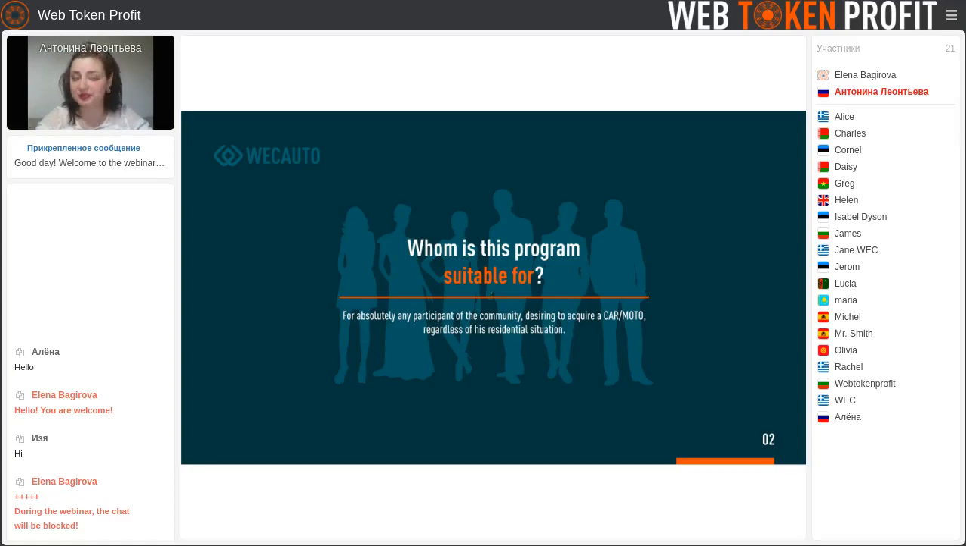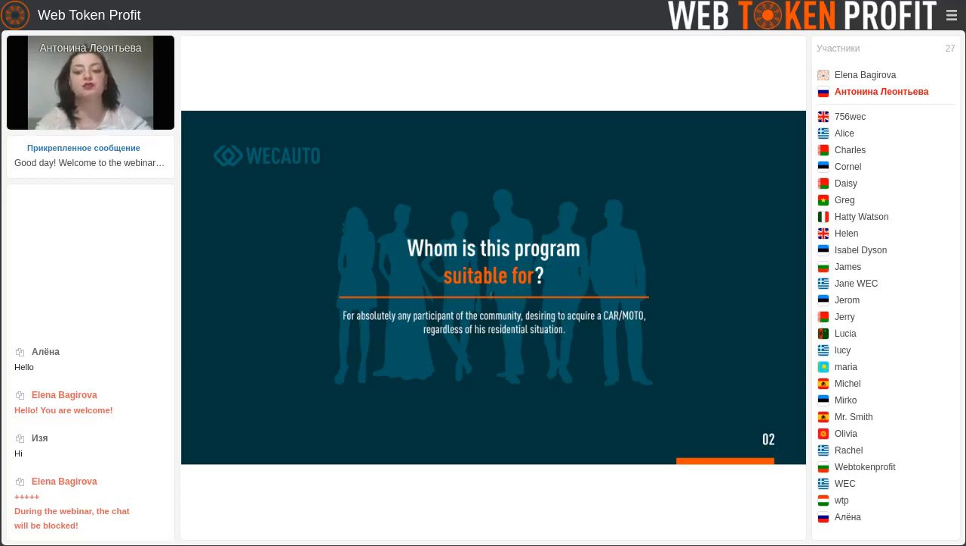So participants have an opportunity to buy a car or motorcycle for only 30% of the cost. First, what should you do? You should choose a car or motorcycle you want to buy, then go to the shop and choose a car, learn how much it costs and remember this cost. Then you should cut out 30% of the car cost and contribute this amount to the WECAuto program. Then you wait 12 months and get back a full amount of the car cost. Important: you don't receive the car chosen. You get an amount equal to the cost of the car or motorcycle that you chose on the first step.